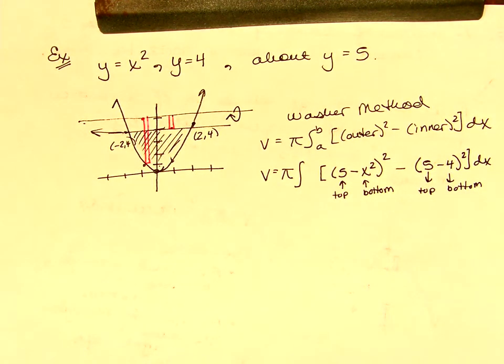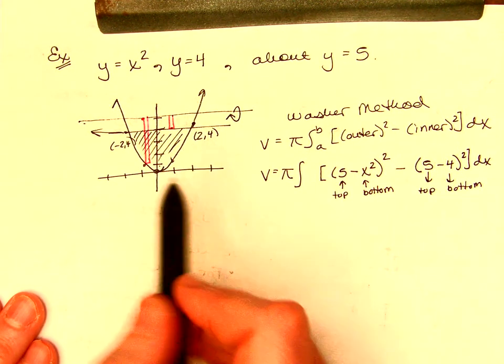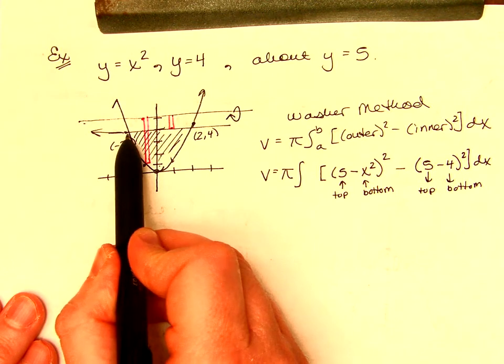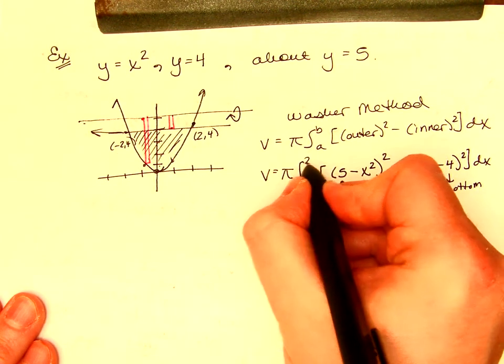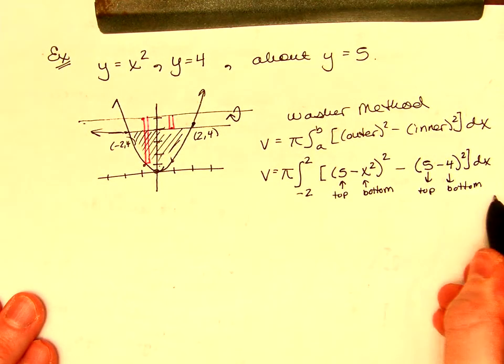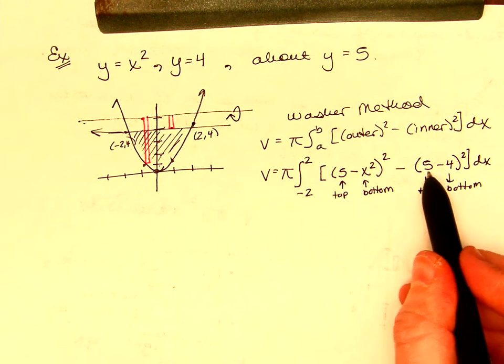I'm going to integrate over the x values for my particular region here. My region goes from an x value of negative 2 to an x value of positive 2, so I'm going to integrate from negative 2 to positive 2. You're welcome to just go to the calculator with this. I suppose we might as well clean up 5 minus 4 and just say 1.